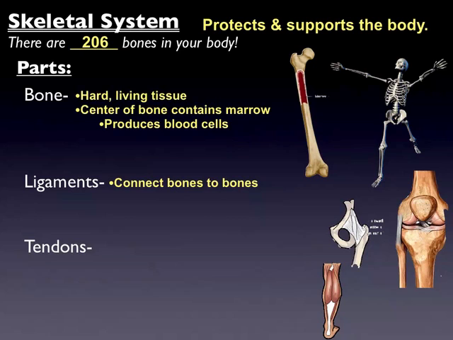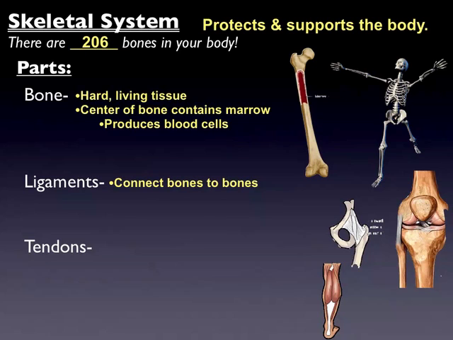Ligaments are a type of what we call connective tissue. Ligaments are tough strands of protein tissue that connect our bones together. So without these ligaments, our bones would each be separate from each other, not really connected. These ligaments connect our bones together. They help form our joints where we move our bones.